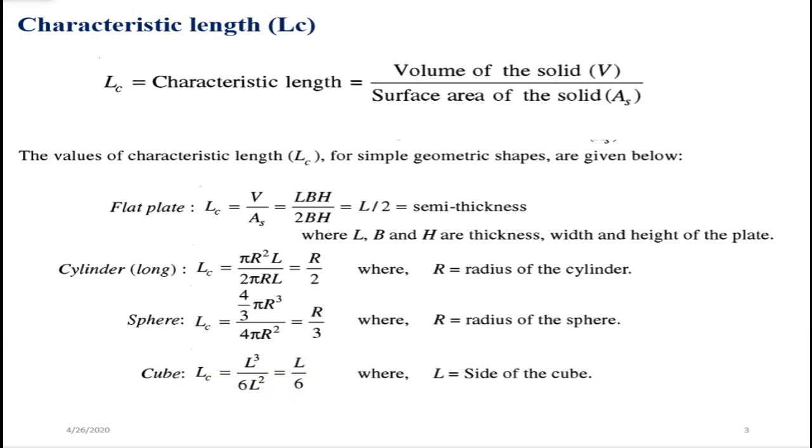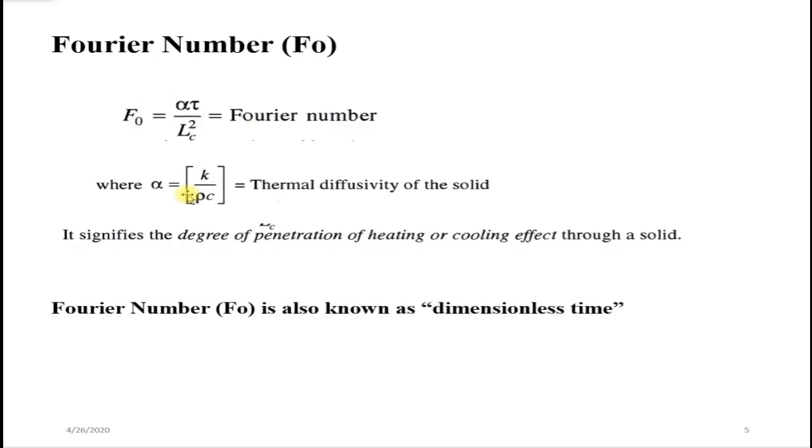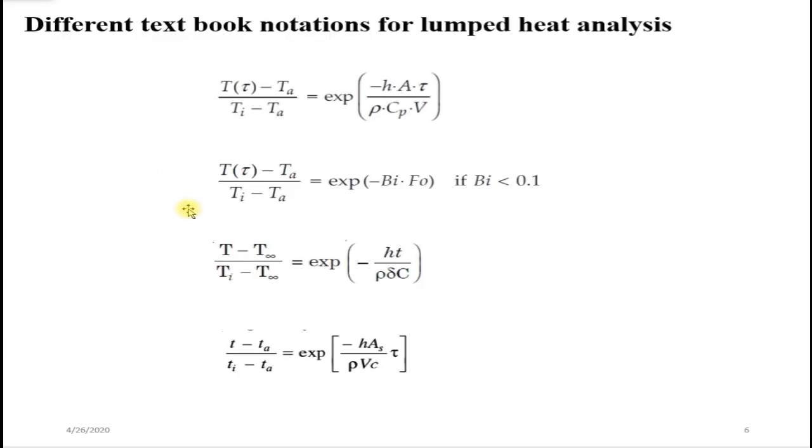Now, Biot number, that is the ratio of internal conductive resistance to the external convective resistance, h LC by k. h is the convective heat transfer coefficient, LC is the characteristic length, k is thermal conductivity. Next, Fourier number, that is alpha t by LC square. Alpha is thermal diffusivity, k by rho C. Now, notations for lumped heat analysis: different textbooks will use different notations.